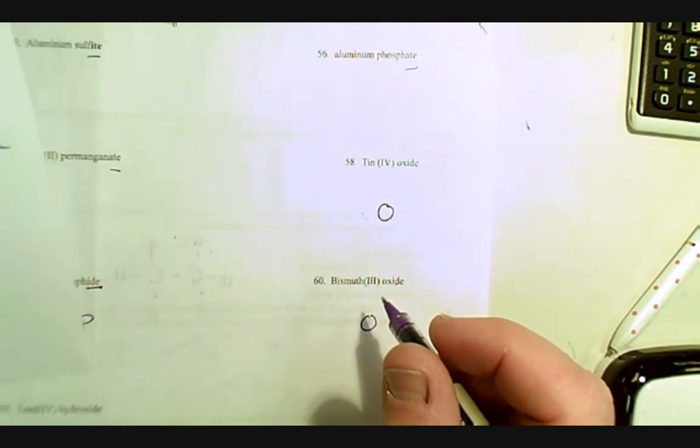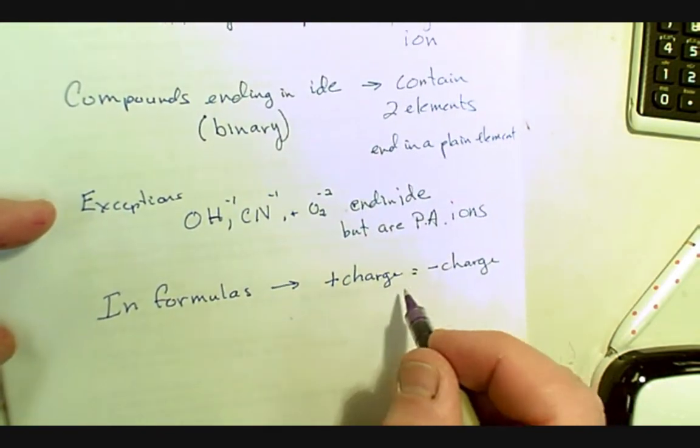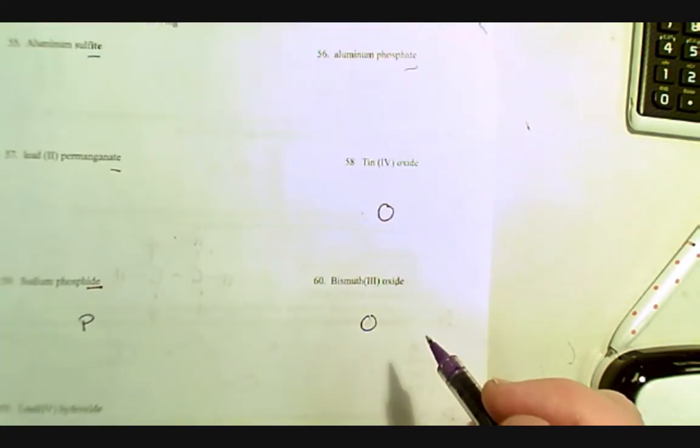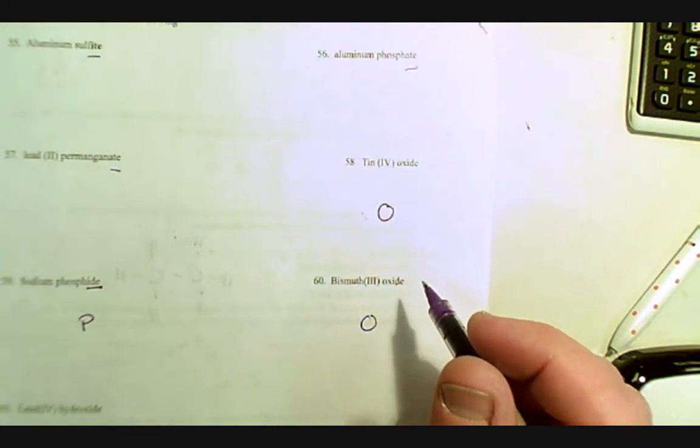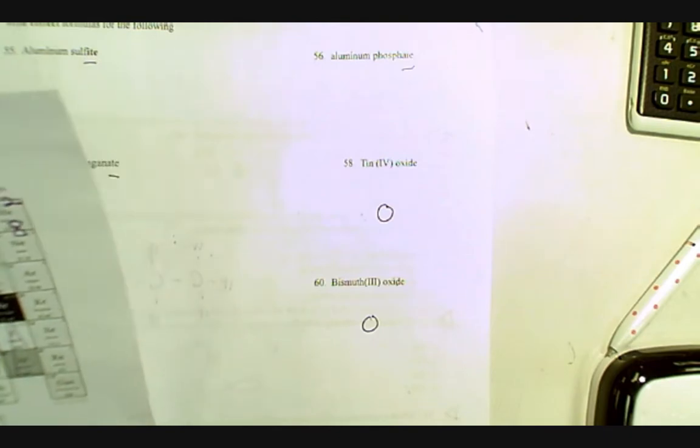Okay, then it also says that in formulas, the positive charge and the negative charge have to be equal. So now we're going to find the rest of the symbols, make the charges equal, and then we'll be finished with this little practice final.